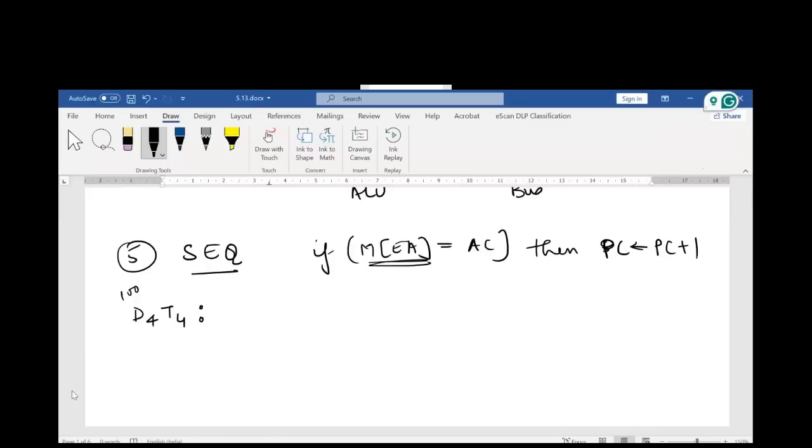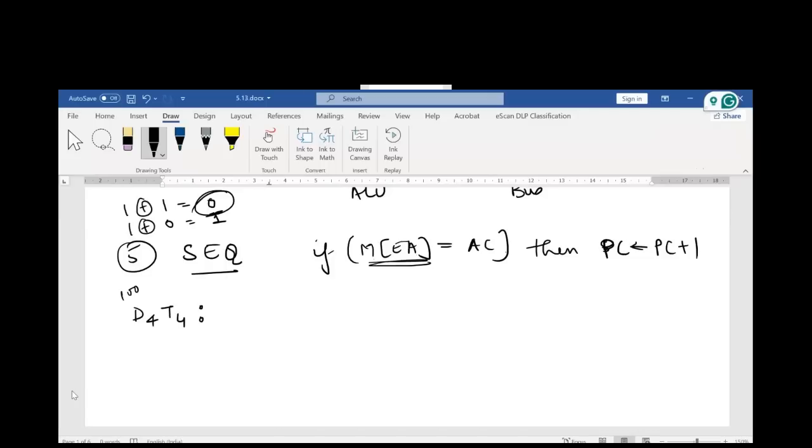Yes, XOR. Okay, so if I take XOR of 1 XOR 1, what is 1 XOR 1? 0. 1 XOR 0, 1. Okay, so what you can do is check the value: if you perform XOR of the two operands M of EA and AC and it is 0, it means what?